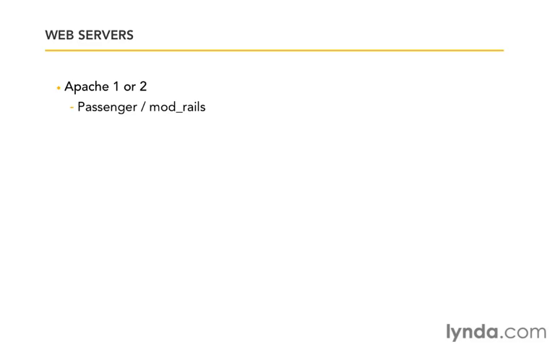There's Nginx. Nginx is a new competitor to Apache with a lot of the same features, which has been gaining very quickly in popularity. Then there's Lighttpd and Mongrel, which have fewer of the features of Apache and Nginx, but which are much faster. They're really lightweight web servers.